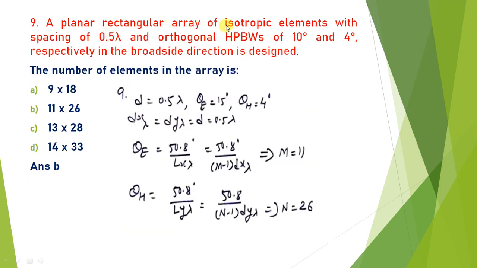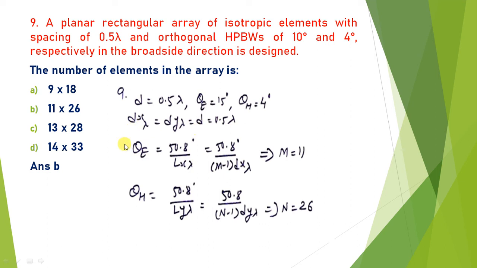A planar rectangular array of isotropic elements with spacing given 0.5 lambda d, half power beamwidth theta E 10 angle and theta H is 4 angle in broadside direction. What is the number of elements? So now distance is given 0.5 lambda, theta E is 15, theta H is equal to 4. So now we have to find out the number of elements in x and y direction. Suppose we assume that both directions have same inter-element spacing, that is equal to 0.5 lambda.